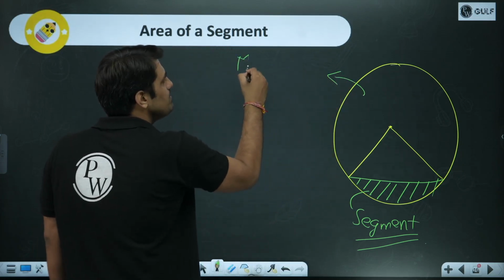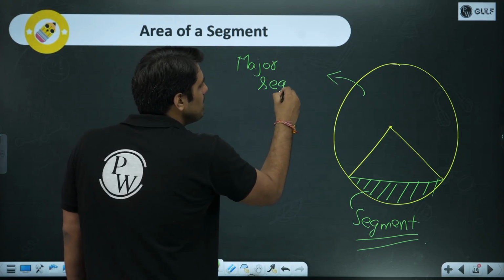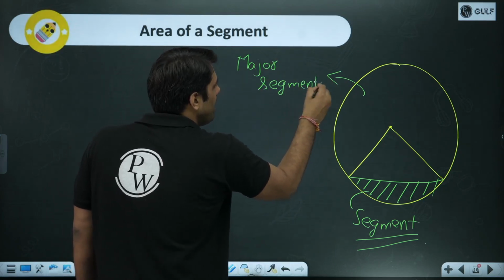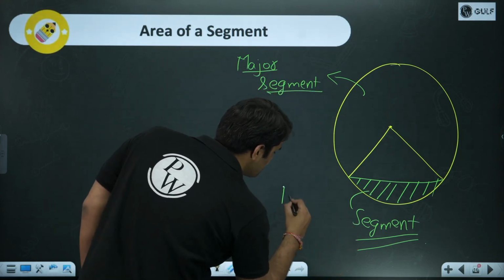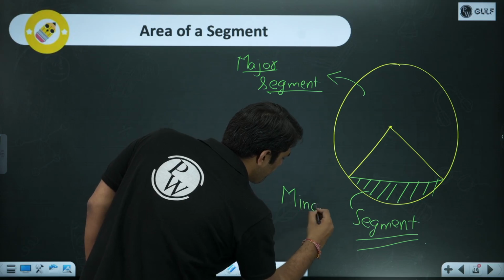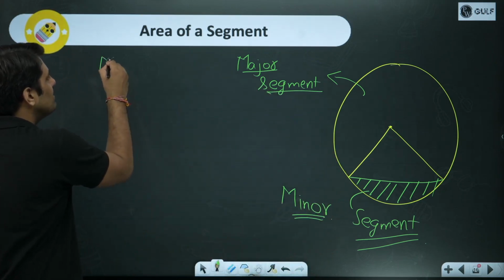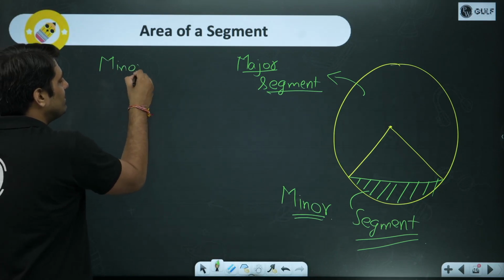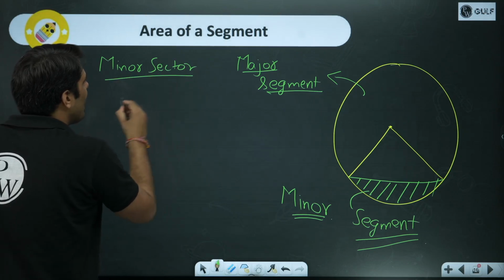Major. What is major and minor? I hope everyone knows basic English. So this is the major segment and that was the minor segment. That was the minor, so this is the minor segment. And the same terms come for sector. Major and minor sector. Two terms appear, major sector and minor sector.